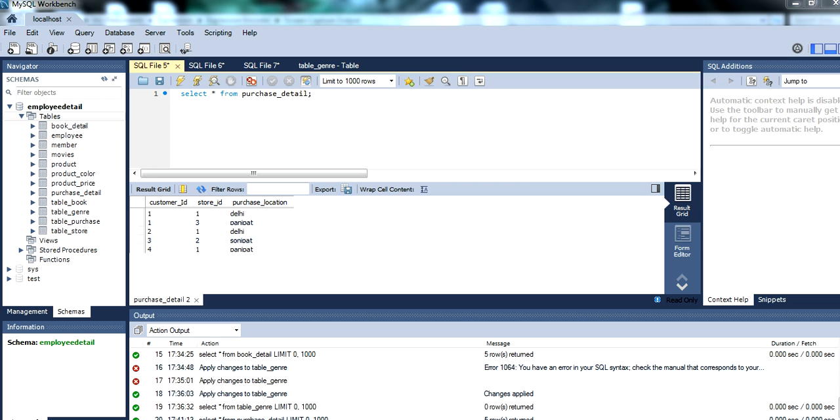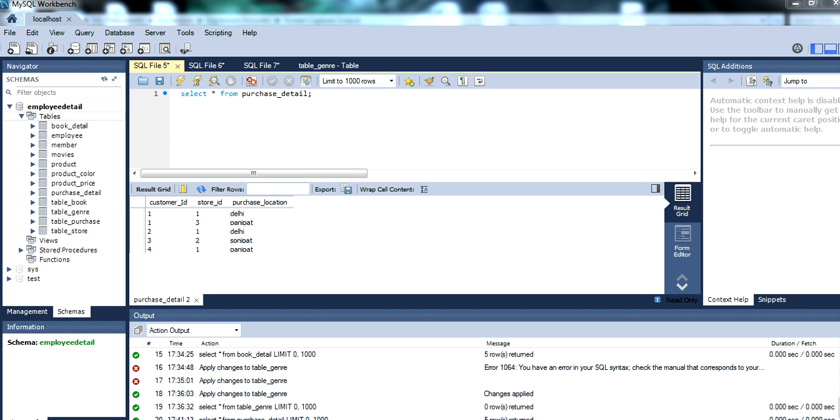The non-key attribute, purchase location, depends only on store id, so it is not in second normal form. To convert it to second normal form, we divide this table into two tables. The first one has customer id and store id. The second one has store id and purchase location.